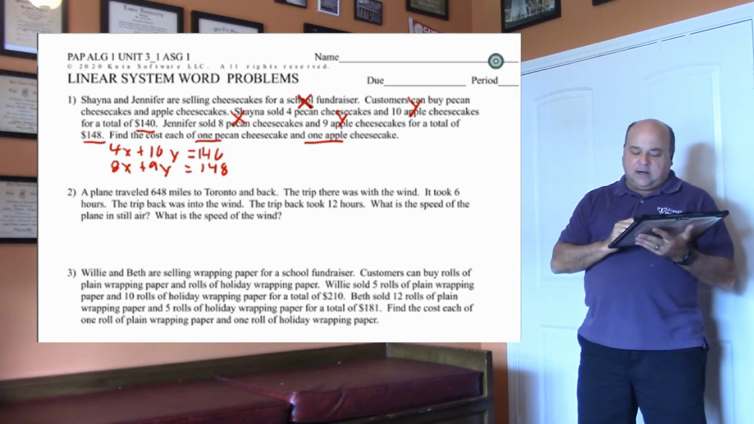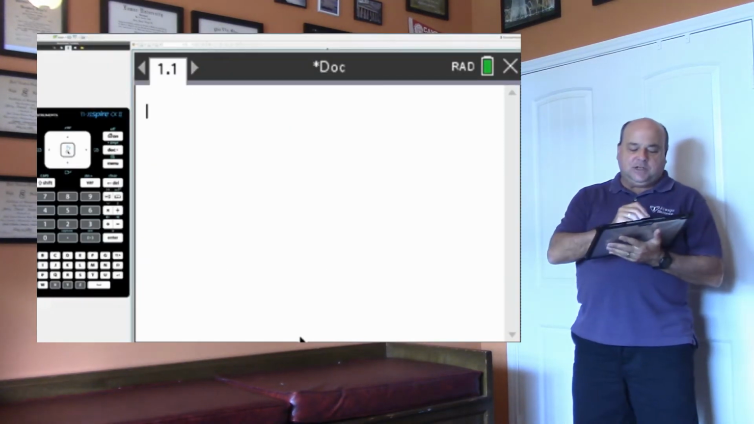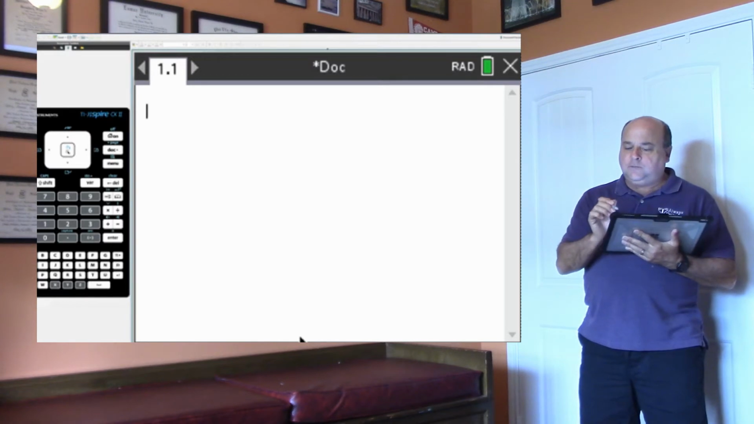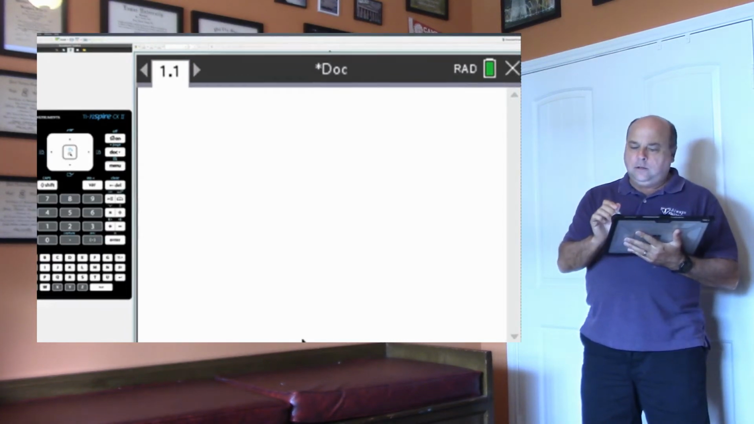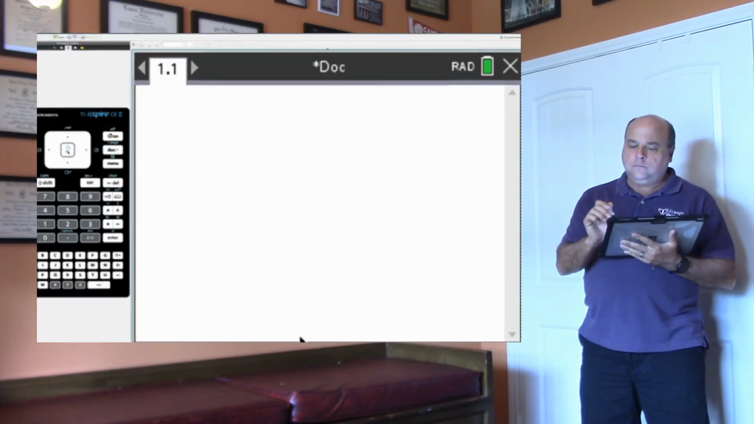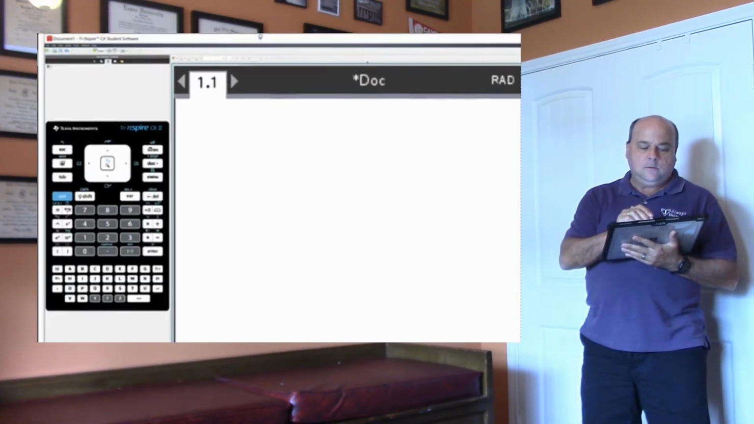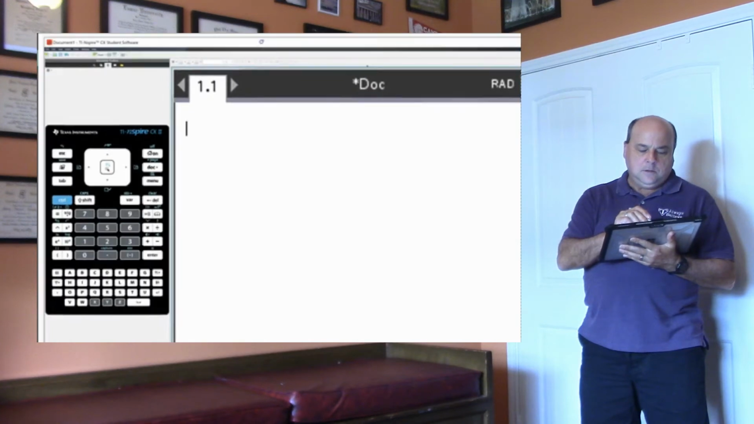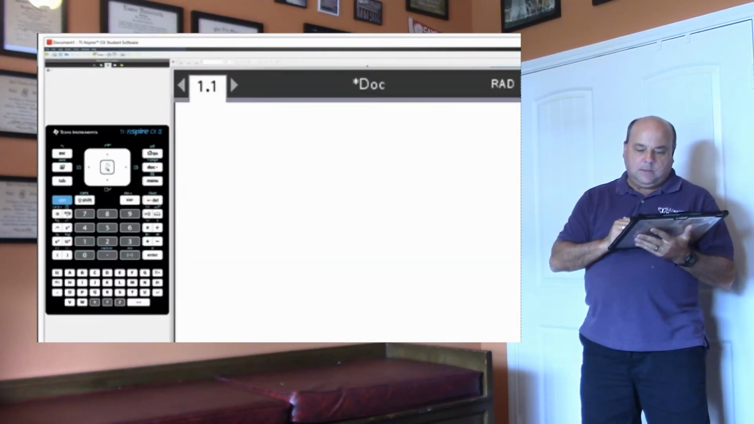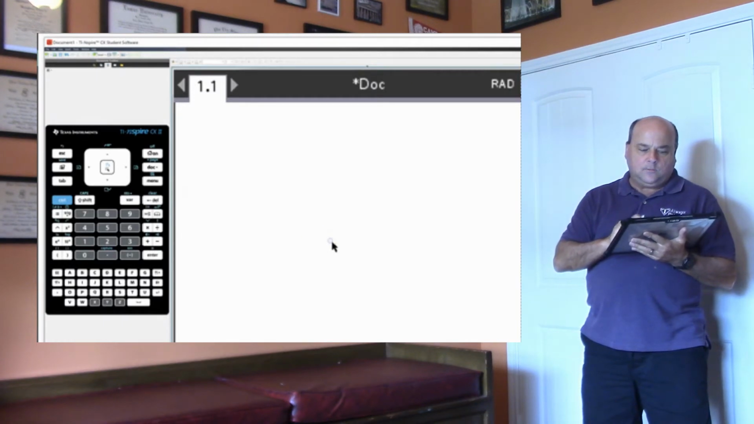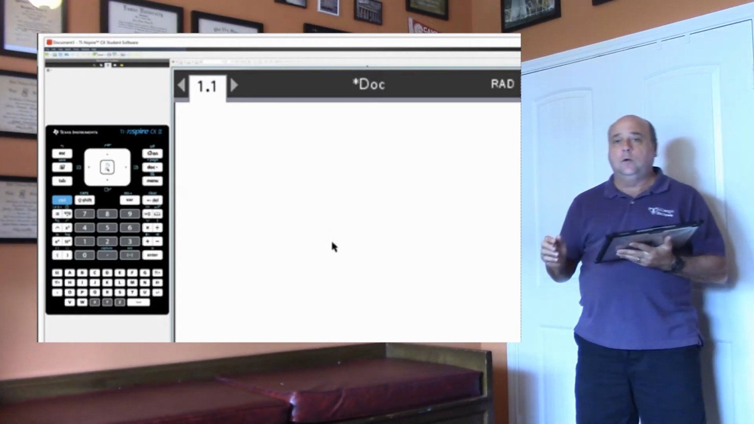So hopefully you have your calculator out, and just hit the home button, and let me reduce my screen so you can see my whole calculator here. Sorry about that. Let me get my calculator in here. I hope y'all can see all of this. Okay, we're rocking and rolling.